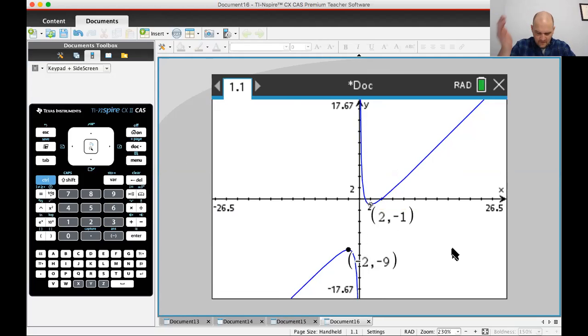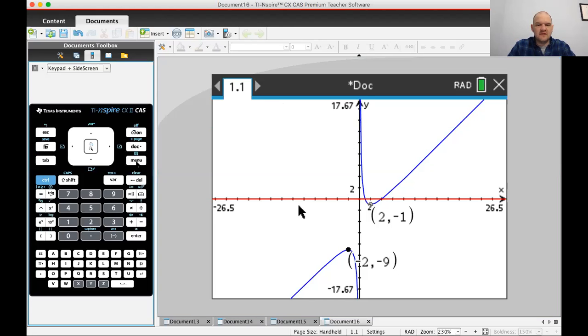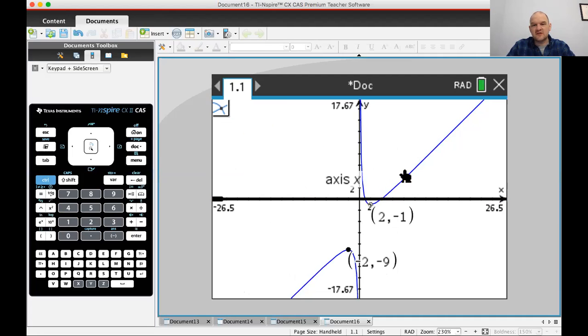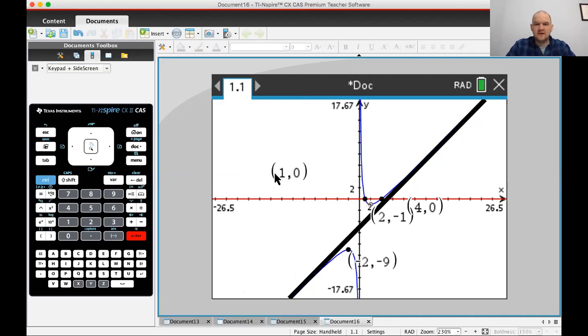Got it. Okay. We thought that there would be zeros at 1 and 4. So I'm going to add zeros to the graph. I'm going to do menu 8, 1, 4 if you have a CX2, 8, 1, 3 if you have a CX1. Really annoying that we have to keep repeating that for the rest of our lives. Good. Got those. We thought that there would be a slant asymptote at y equals x minus 5. That definitely looks right. We thought there would be a vertical asymptote at x equals 0. You can see that that is true.